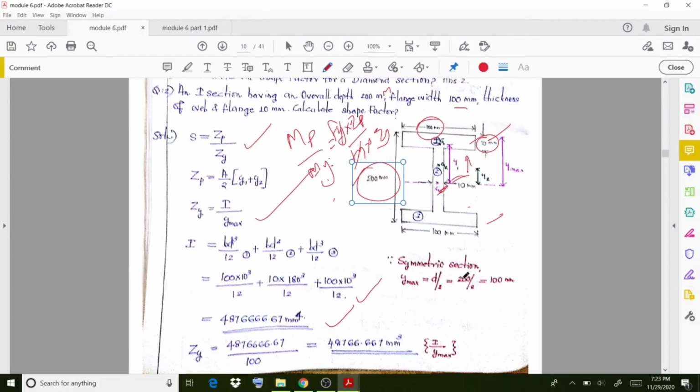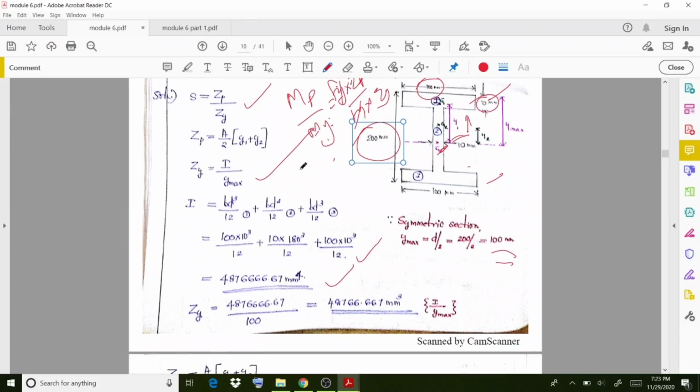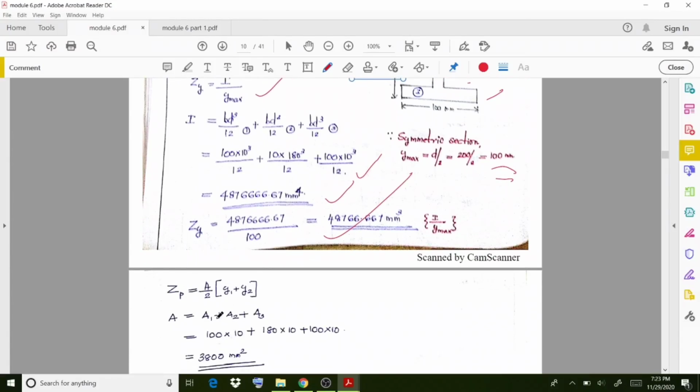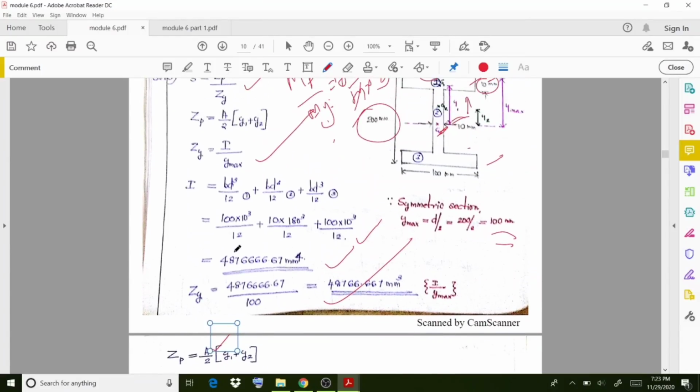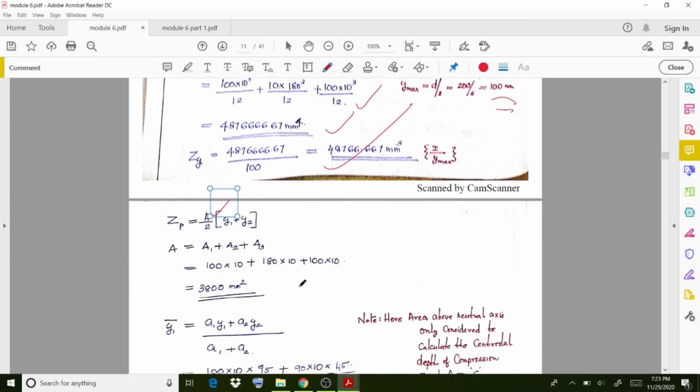Then the y max, it is a symmetrical section, so the maximum value is going to be the half value, 200 by 2, 100 mm you will get. So Zy you can calculate using this I by y max. So this is the value. Now moving on to the Zp value, this total area you can easily calculate using the total of the rectangle areas: 100 multiplied by 10, then 180 multiplied by 10, then again 100 multiplied by 10, you will get the value 3800 mm square.